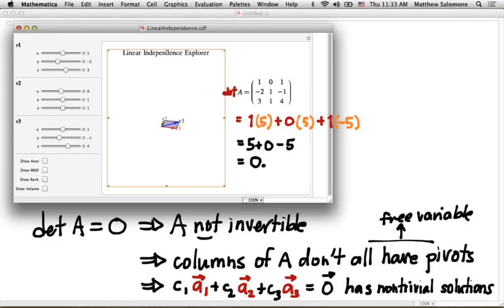But if that homogeneous equation has non-trivial solutions, what does that mean about the set of vectors A1, A2, A3?